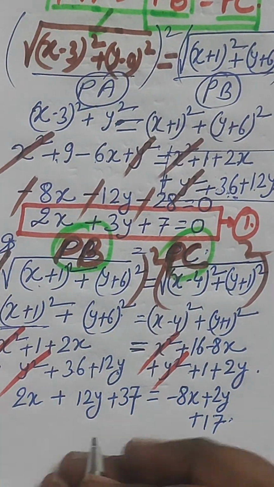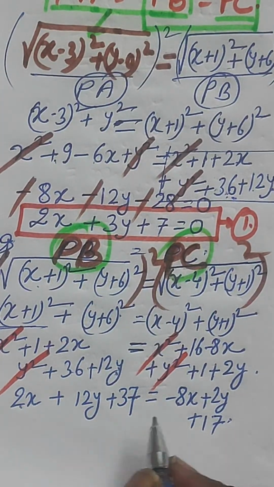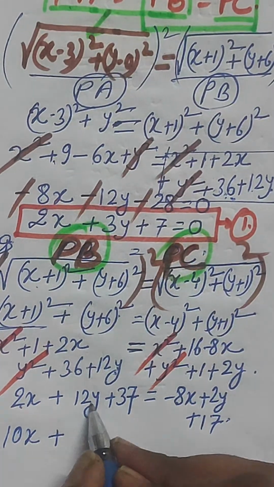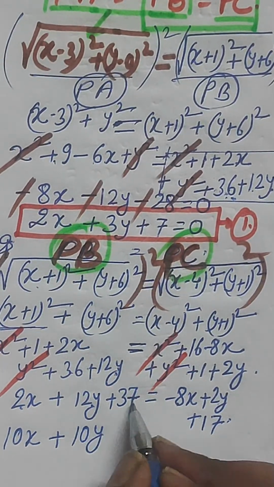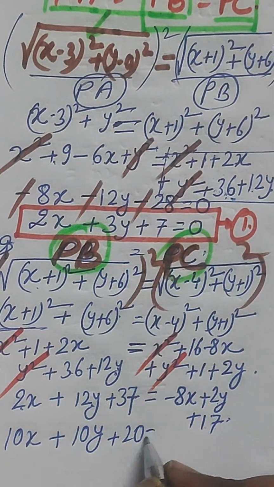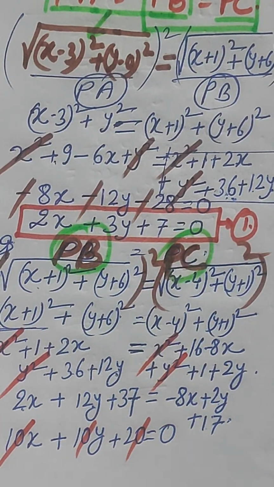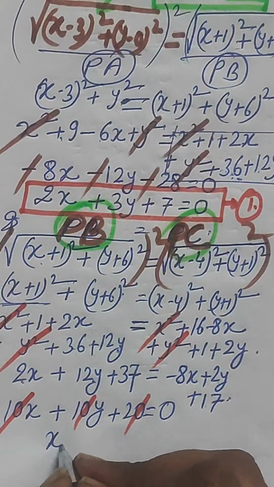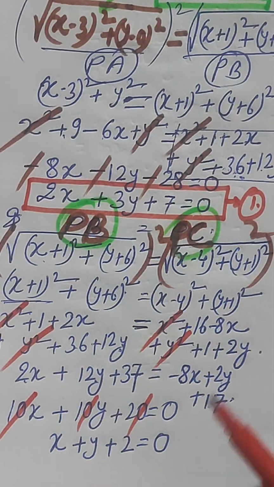So when you just solve it, when minus 8x will be coming to the LHS, this will be 2x plus 8x, that is 10x. Then 12y, when 2y will be coming to the LHS, it will be 10y. Then 37, and when 17 coming to the LHS, it will be plus 20 equal to 0. So here you can see 0 can be cancelled out, and we have the equation with us, that is x plus y plus 2 is equal to 0. So that is equation number 2.